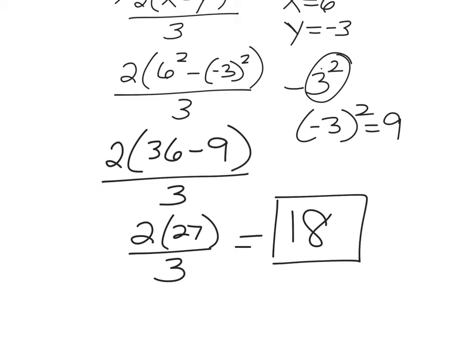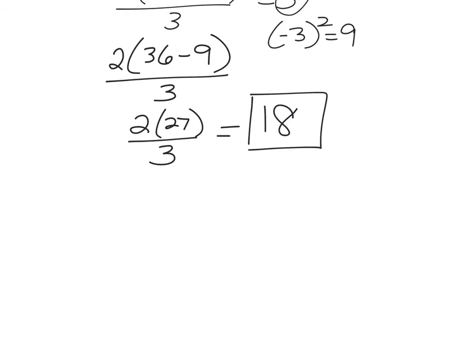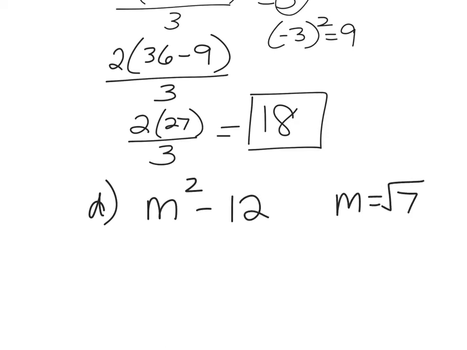All right, let's do one more. I'm going to let you try this one by yourself. This one's kind of cute. M squared minus 12, and m is the square root of 7. This one's cute. You can do this without a calculator. You can probably do this in your head. I haven't done square roots in a while, but maybe you remember.